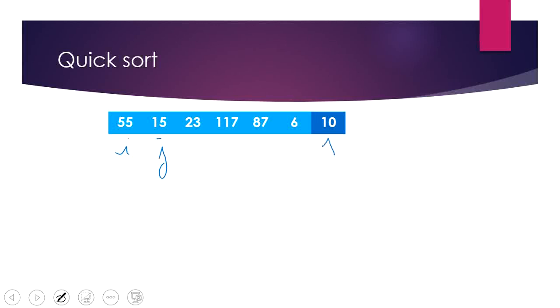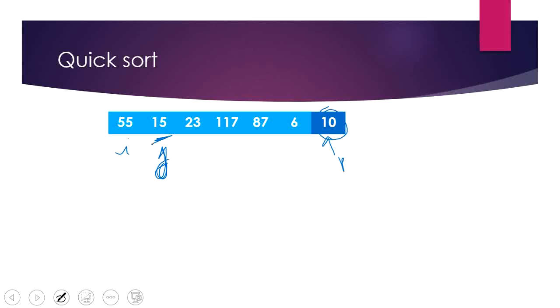Now our pivot is 10. We consider the element at j and check whether it is less than the pivot or greater than the pivot. As we know, after every pass, our pivot element will be between the numbers less than the pivot and the numbers greater than the pivot. So we compare the value at position j with our pivot element, whether it is less than or greater than. Here 15 is greater than 10.